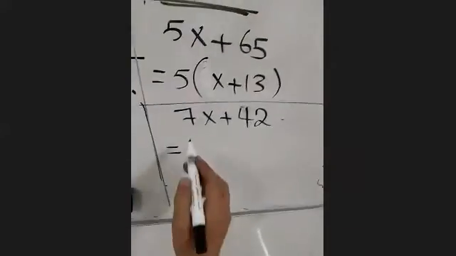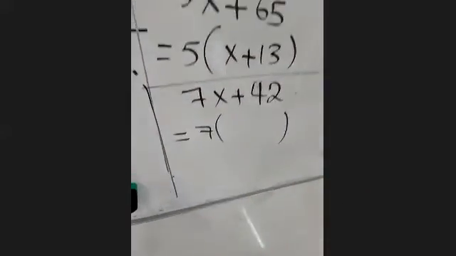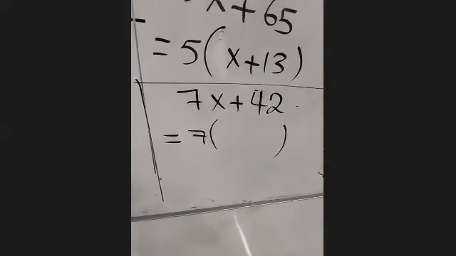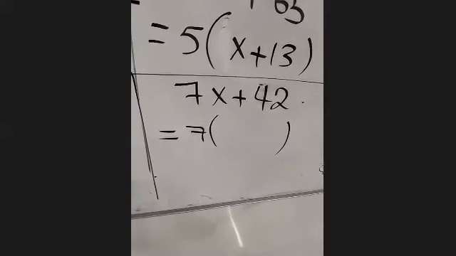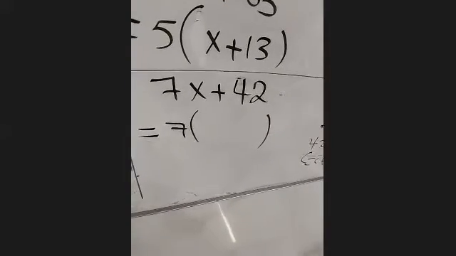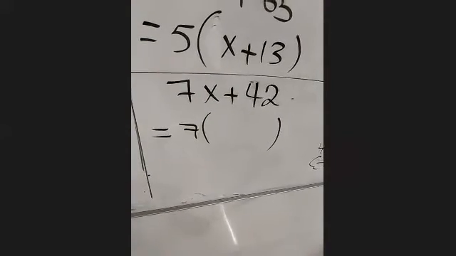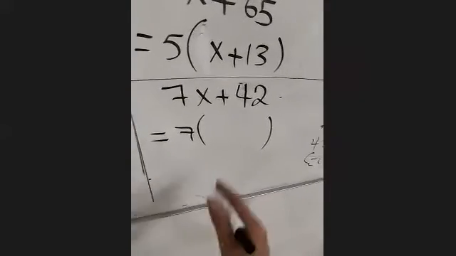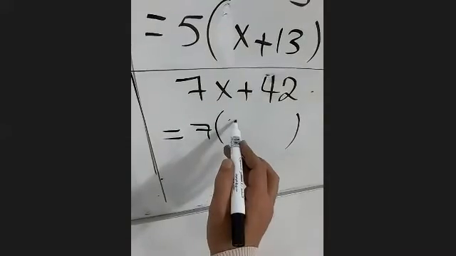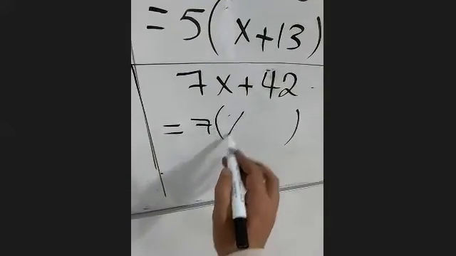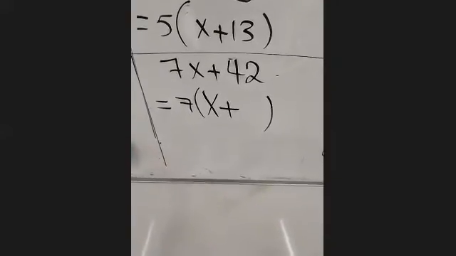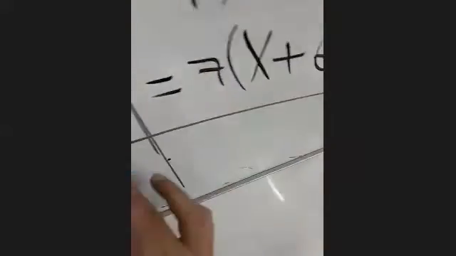So I'll go here and put 7, and I will bracket. 7 divided by 7, equal 7x divided by 7. 7x divided by 7 equals 1x. We don't need to write 1. We will put x. Excellent. Plus 6, because 42 divided by 7 is 6. Good.